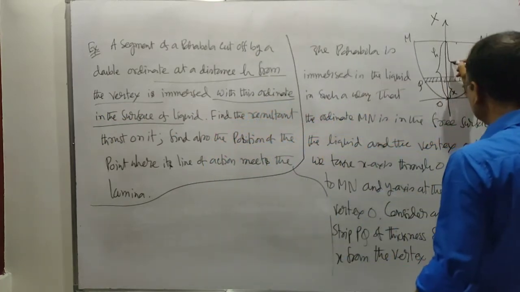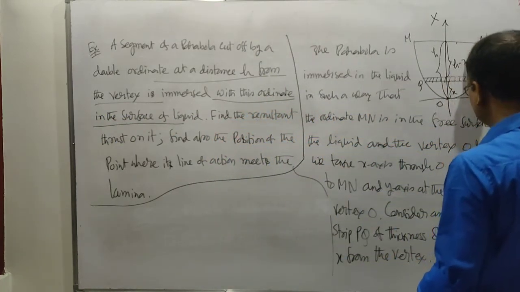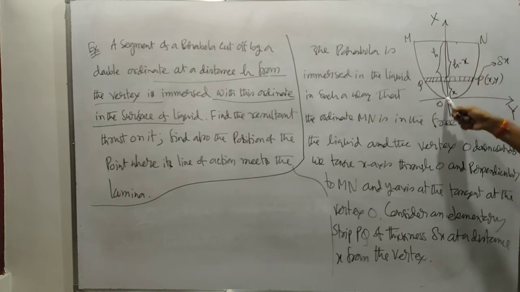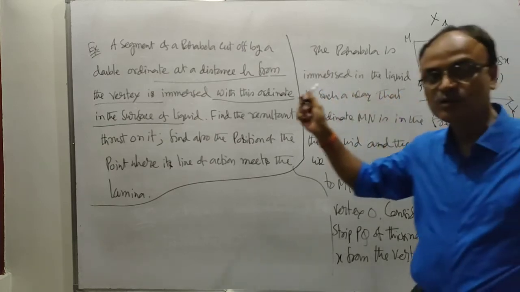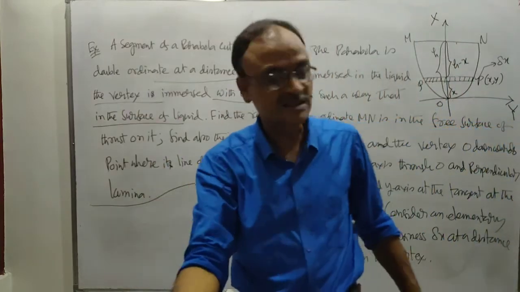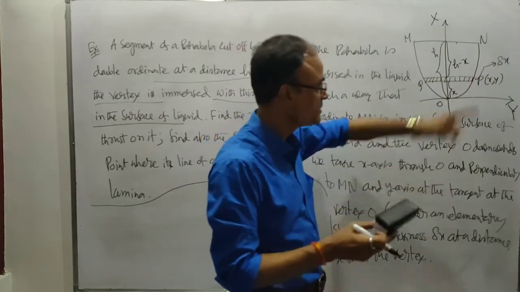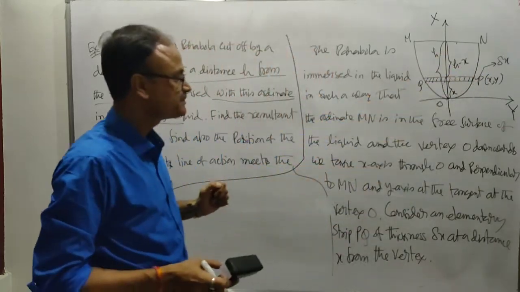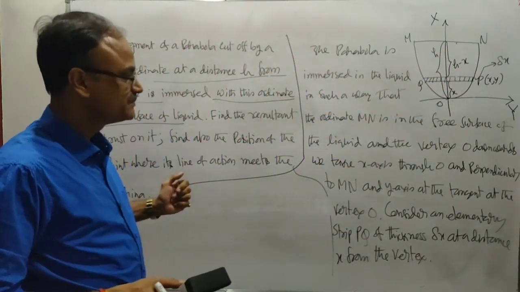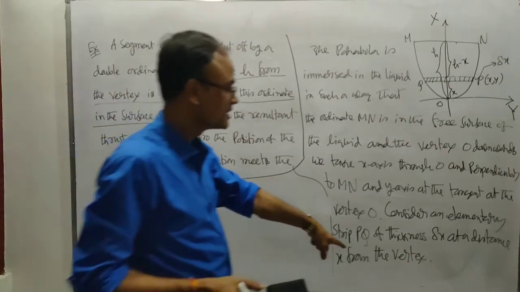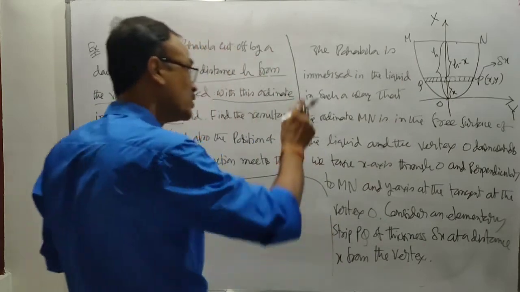Clearly, what will be this distance? It will be h minus x. It is x distance and it is given in the question that this distance is h. Therefore, the strip PQ is at a depth h minus x below the effective surface. That's from the vertex.